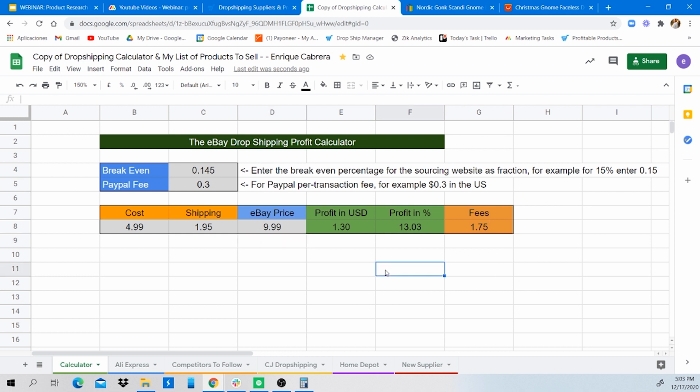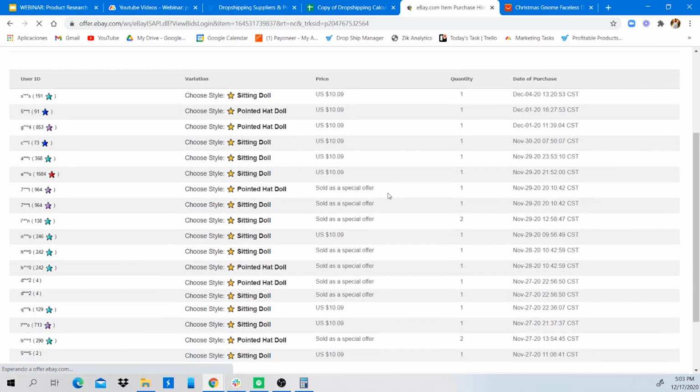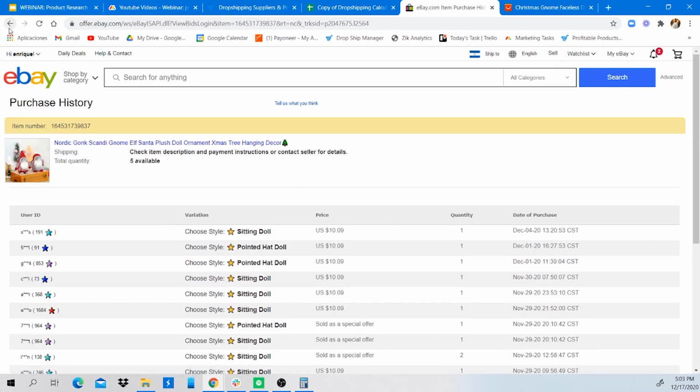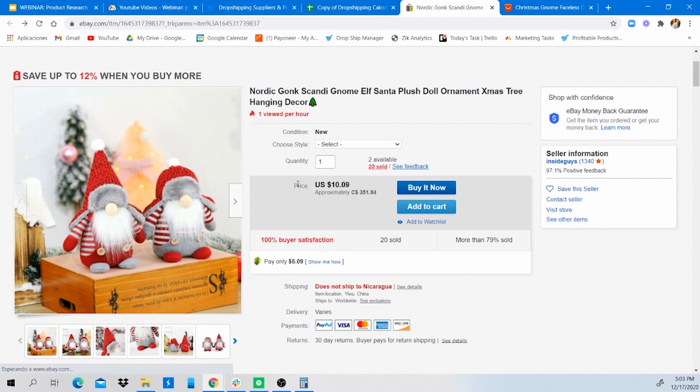Now, you might think, well, that's not too much when it comes to profit, and you might be right. However, it's not always about generating awesome profits. It's also about generating some traffic. As you can see here, this product specifically has 20 sales, and these sales were made during the past 30 days. So you need to have a traffic generating product, and this is it.